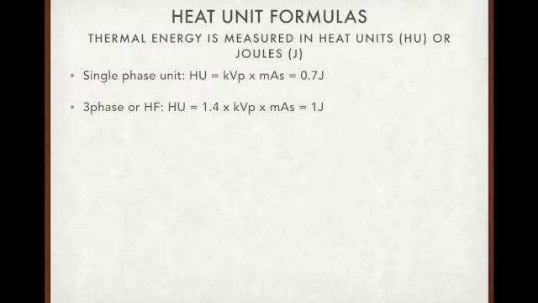So then, if you did multiple exposures, you would just multiply by however many exposures you had, at the end of this formula. So if you did 3 exposures with the same kVp and the same mass, you would just say your kVp times your mass times 3 equals however many heat units you had.